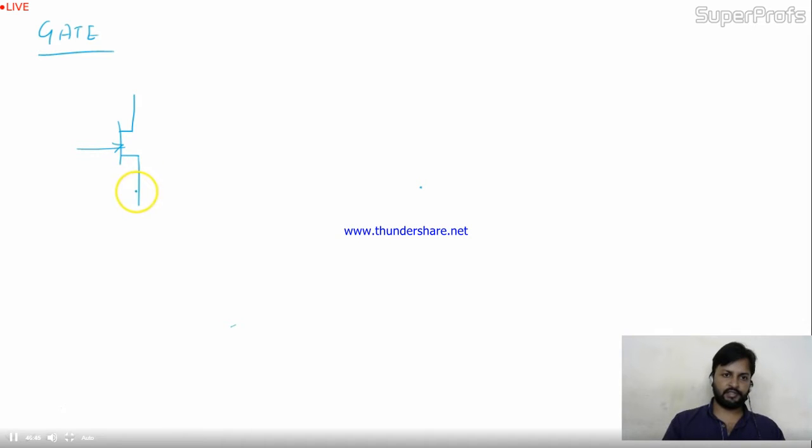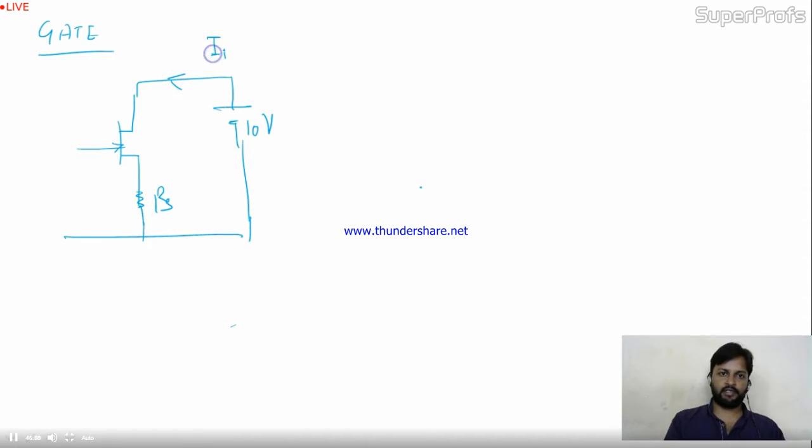This is an N channel JFET given, with RS connected and 10 volt given. In this circuit I have ID, and it's directly connected like this. Now the question is, the JFET in the circuit shown in the figure has an IDSS.